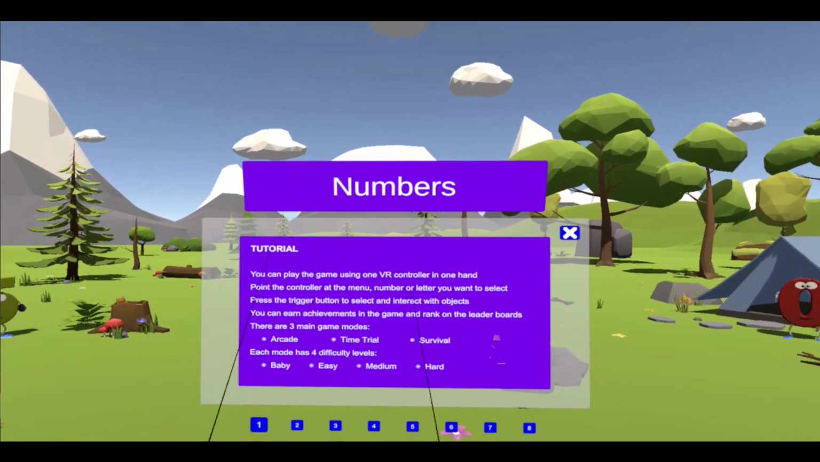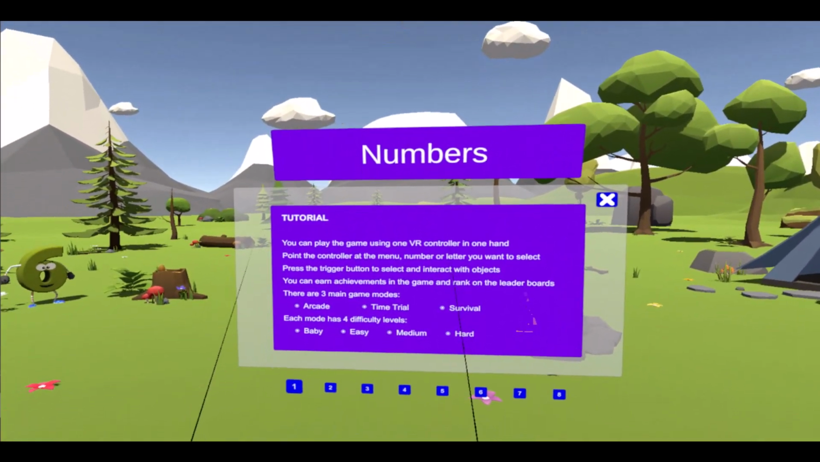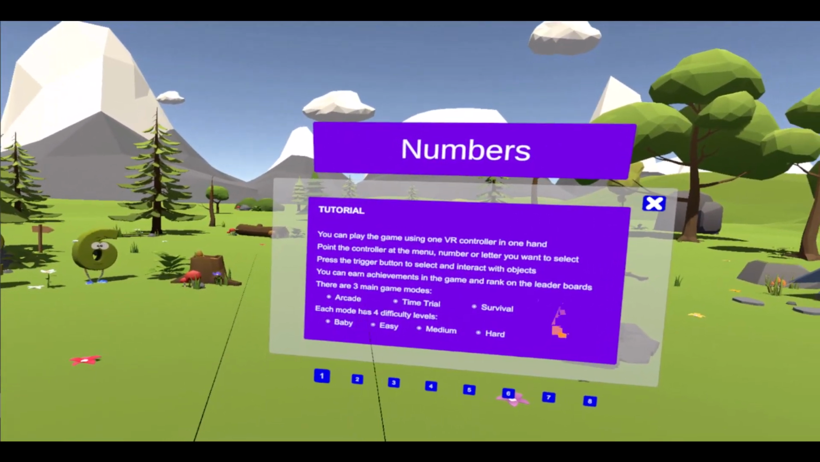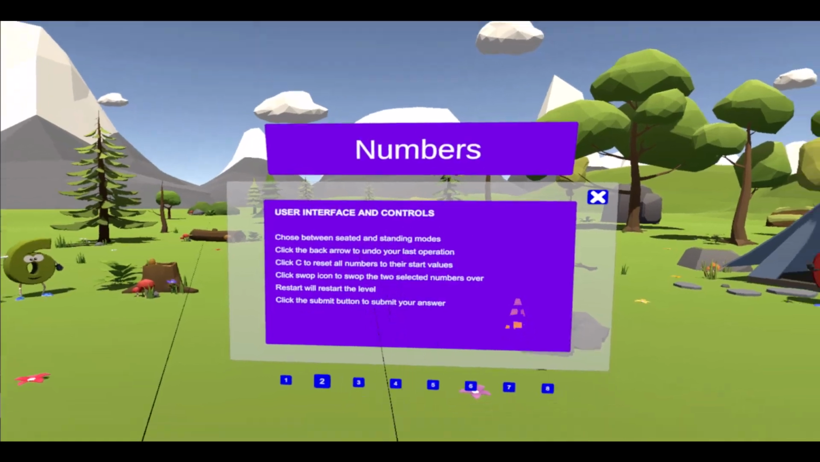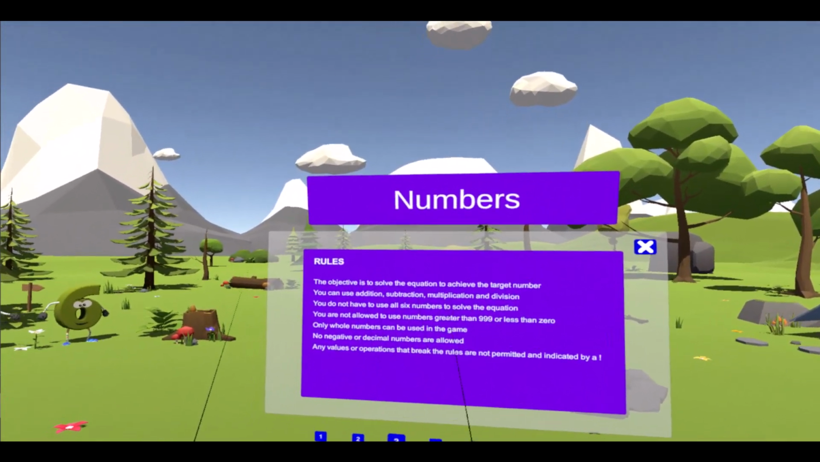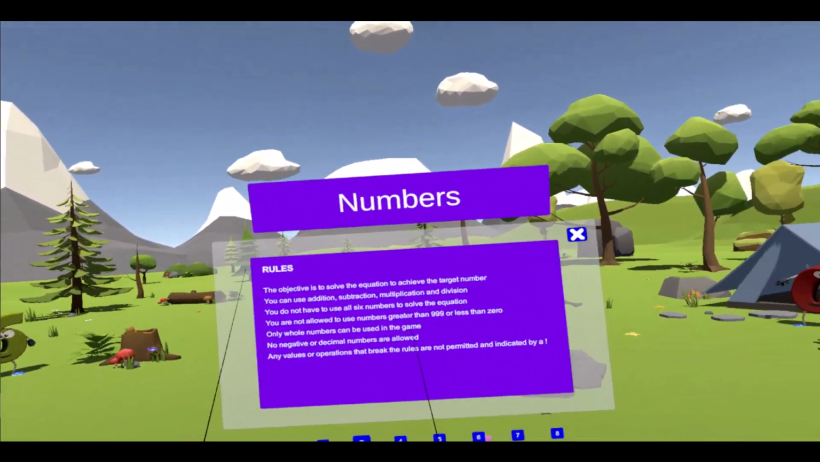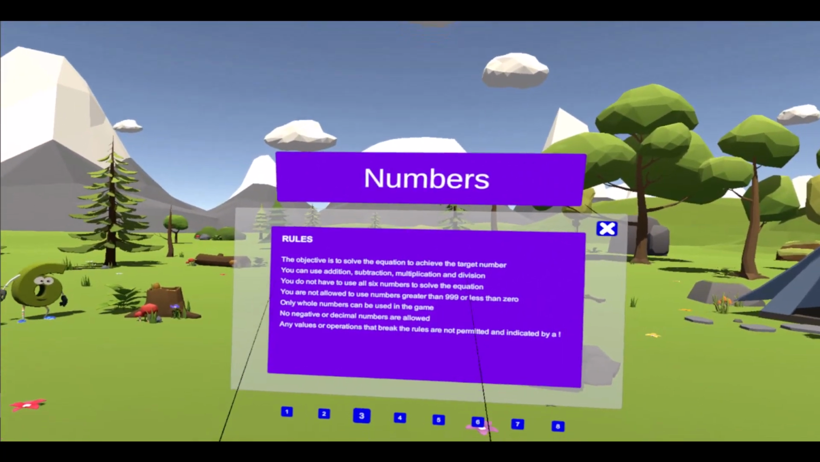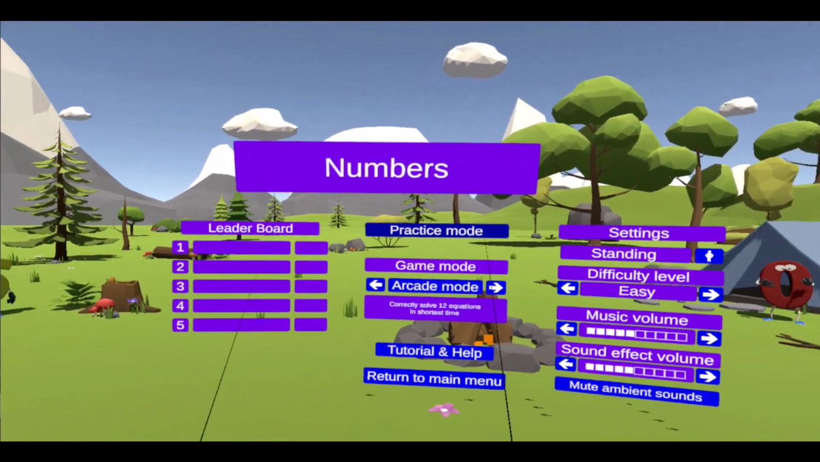So again, although I'm using 2 controllers, you can play with one VR controller in one hand. It's just literally point and click. That explains the game modes. And then there's different rules about swapping. And what I'll do is I'll demonstrate all that gameplay as I go through. But the main objective is to solve the equation to achieve the target number. And you can use addition, subtraction, multiplication, and division. And you don't have to use all the 6 numbers. So let's go and demonstrate that.